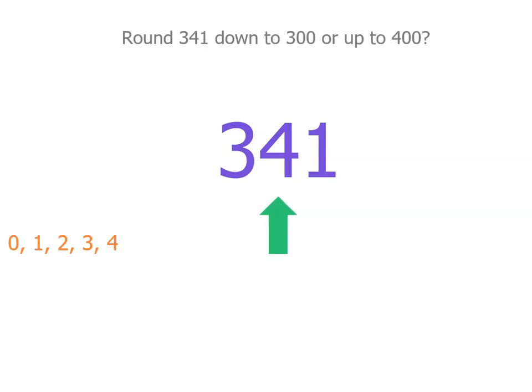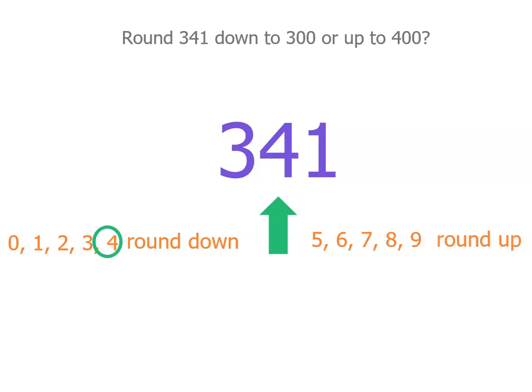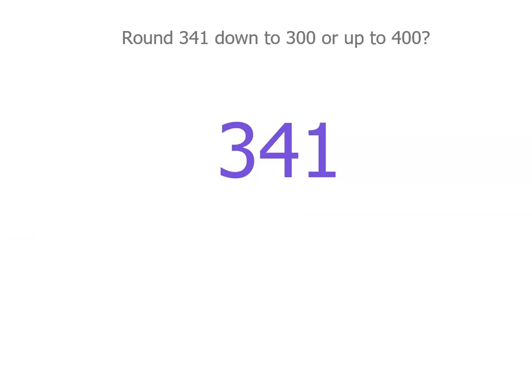And if it's 4 or lower, we round down. If it's 5 or higher, we round up. And in this case, we've actually got a 4. So that means 341 is actually going to be rounded down because it's closer to 300 than it is to 400. Now you could plot that on a number line and check that if you wanted to.